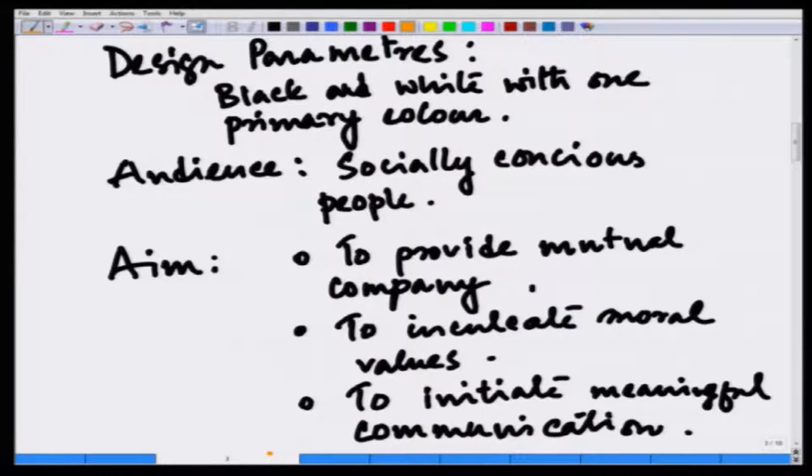Then the design parameters or design constraints are also very important there. Maybe here the problem is given this way, that we go by a constraint: we have the restriction that the ad we are making for the print media has to be black and white in color, and we can incorporate just one extra primary color into it. Now that can also be flexible.